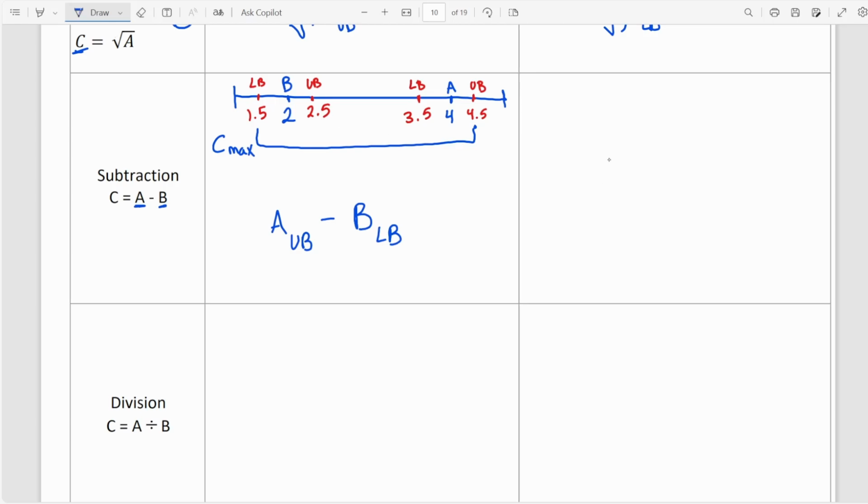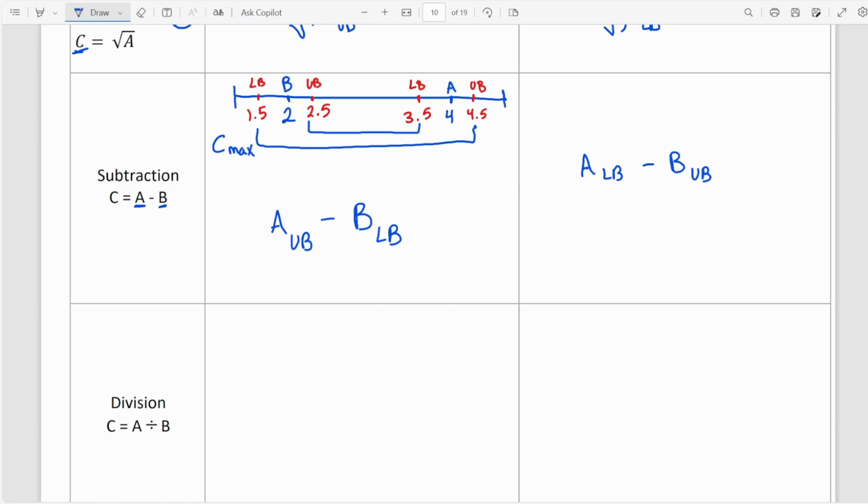Now, what if on the right-hand side, you want to achieve the minimum difference, okay? In that case, you would take the lower bound of A and subtract the upper bound of B. This is the closest we can get them, so the result will be the least possible. So it will be A lower bound minus B upper bound. Okay? So as you can see here, I hope you understand where these results come from.